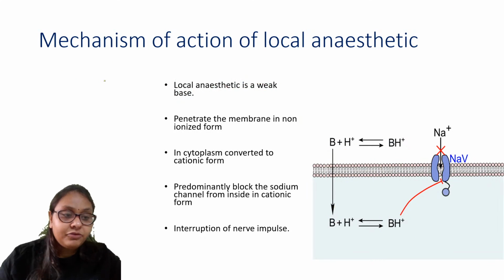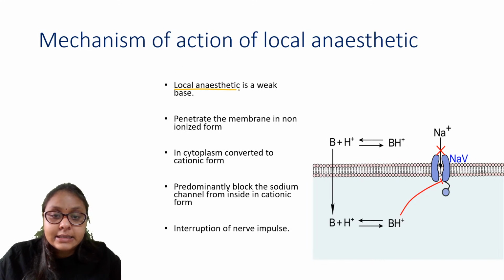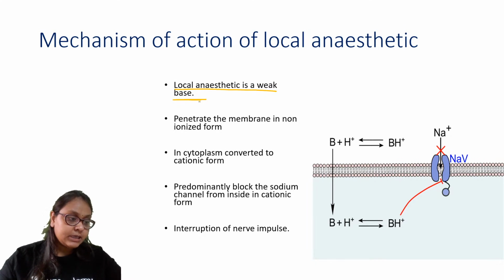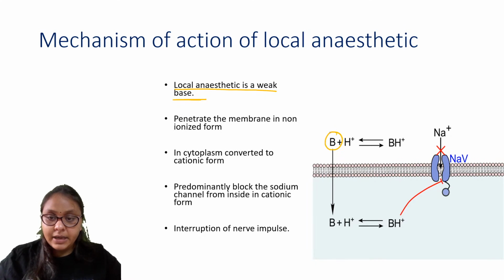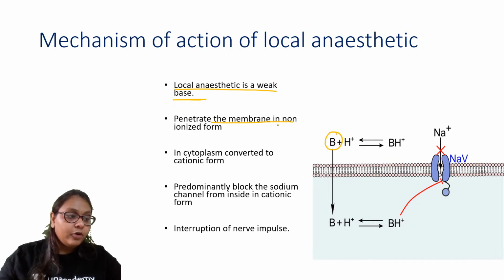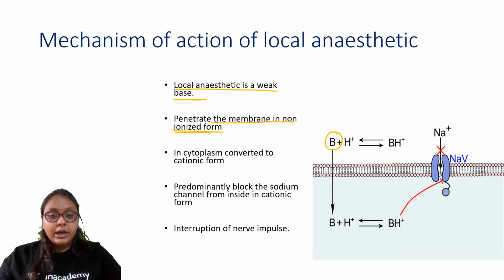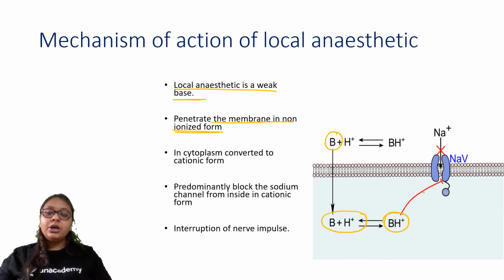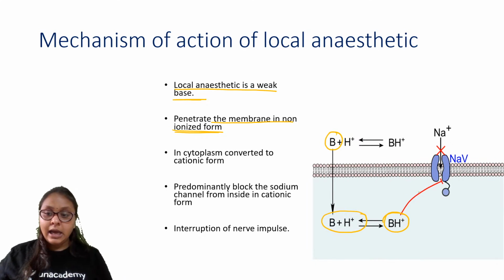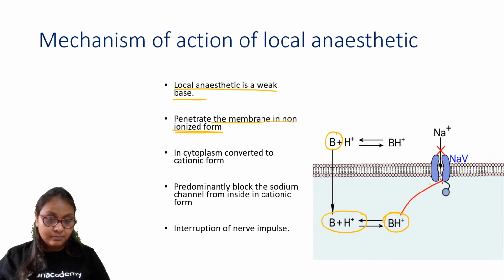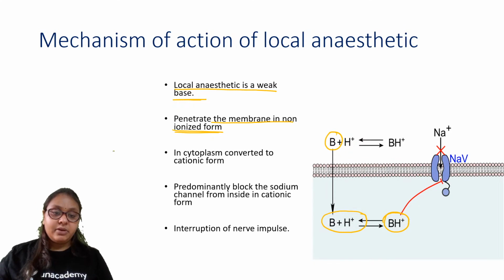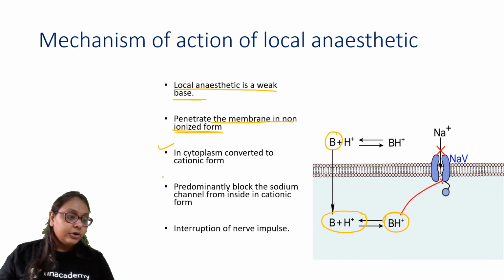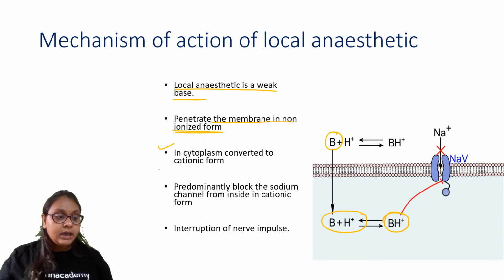Okay, so what we have to remember in this, the local anesthetic, it is what? It is a weak base. It permeates the membrane in what form? In the unionized or the non-ionized form, and when it permeates in the cytoplasm, it is converted into the cationic form, and it is this cationic form which blocks these sodium channels, and therefore influx of the sodium does not take place and there is interruption of the nerve impulse. Is it clear? Dr. Arjun, Dr. Anish, any doubts?